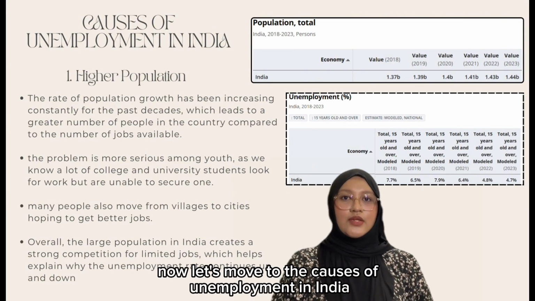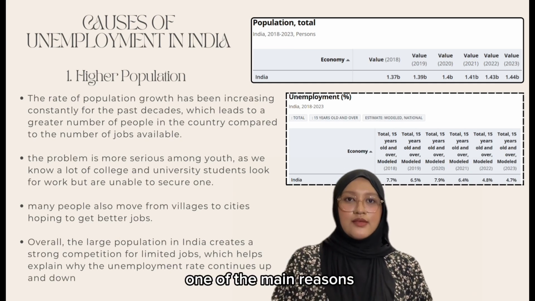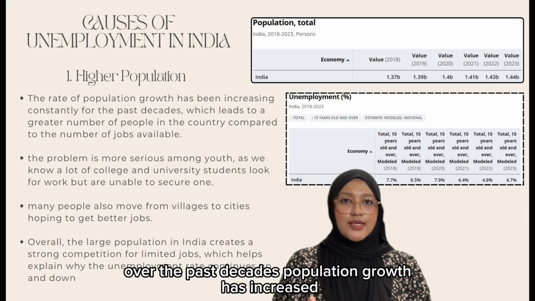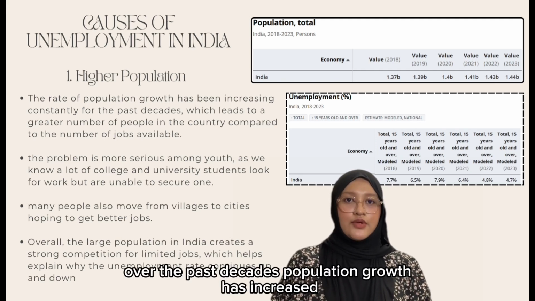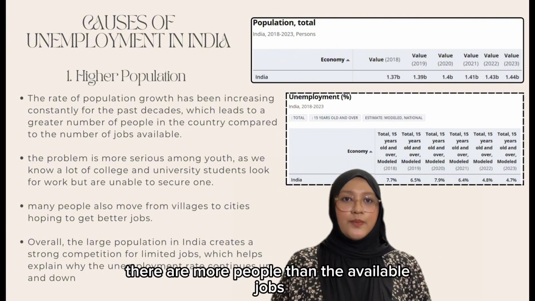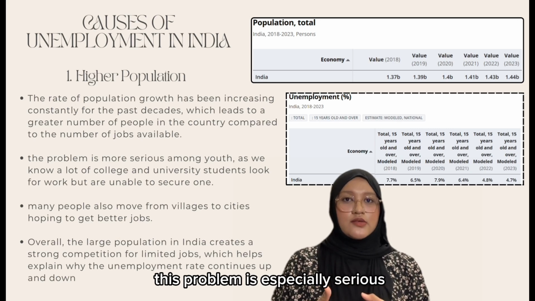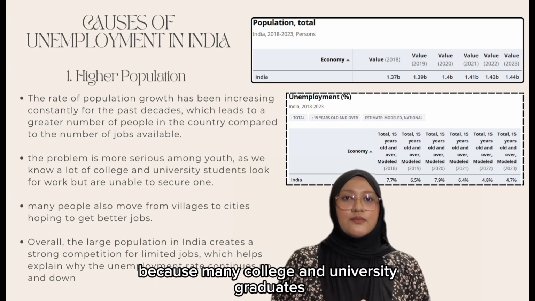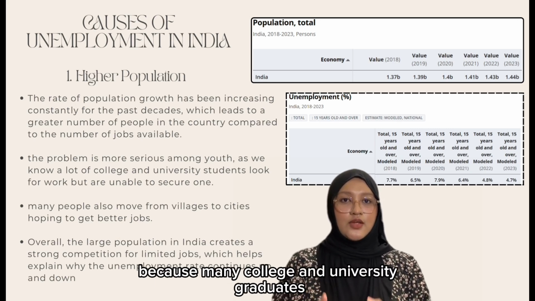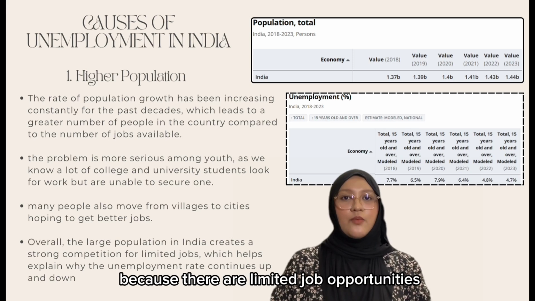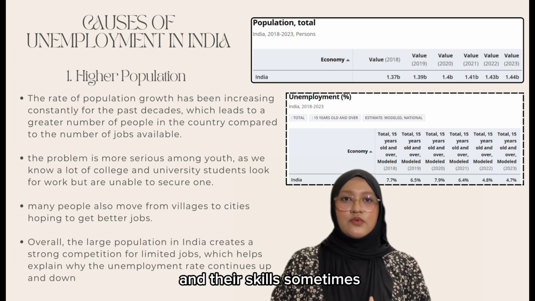Now, let's move to the causes of unemployment in India. One of the main reasons for unemployment in India is the high population. Over the past decades, population growth has increased, which means there are more people than available jobs. This problem is especially serious among young people, because many college and university graduates are looking for a job, but they cannot find suitable work because there are limited job opportunities and their skills sometimes do not match the job requirements.